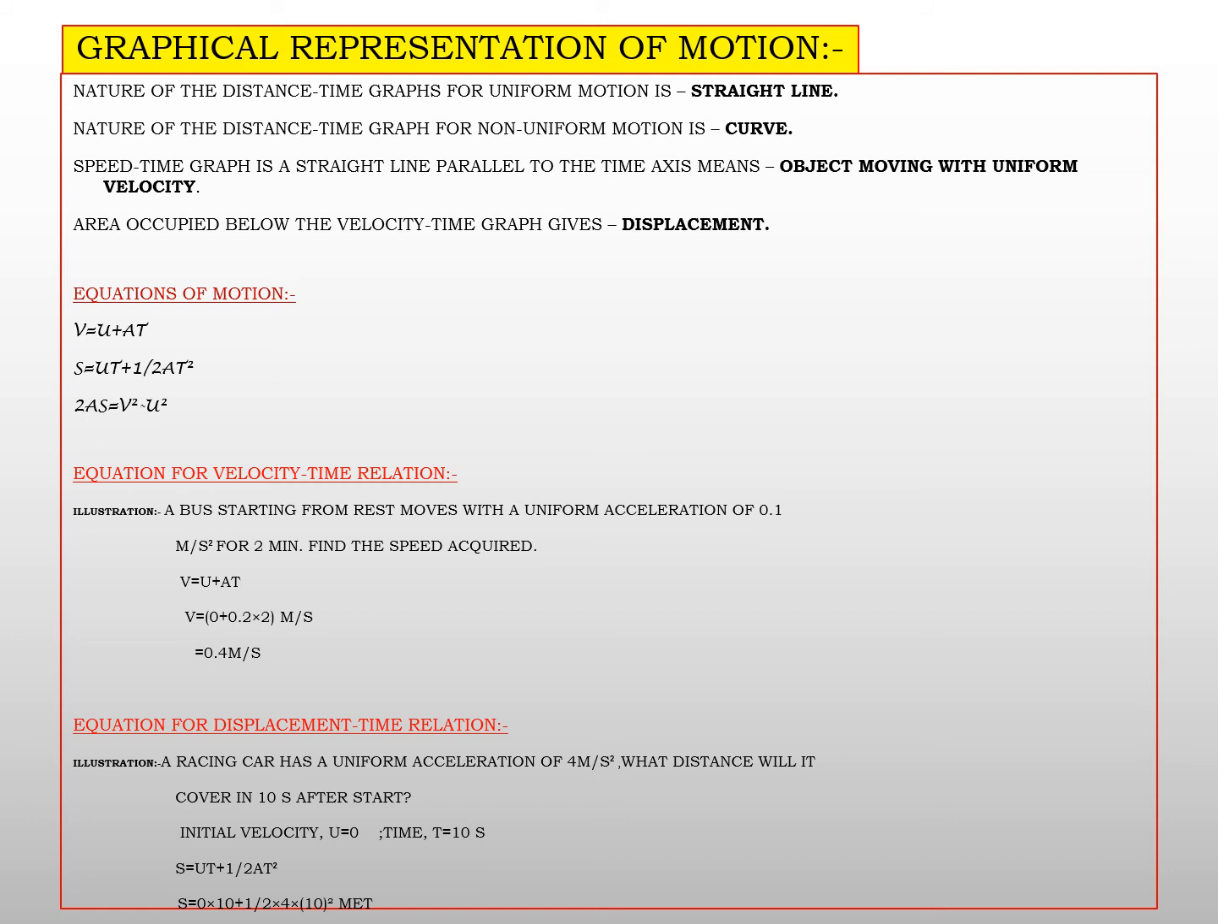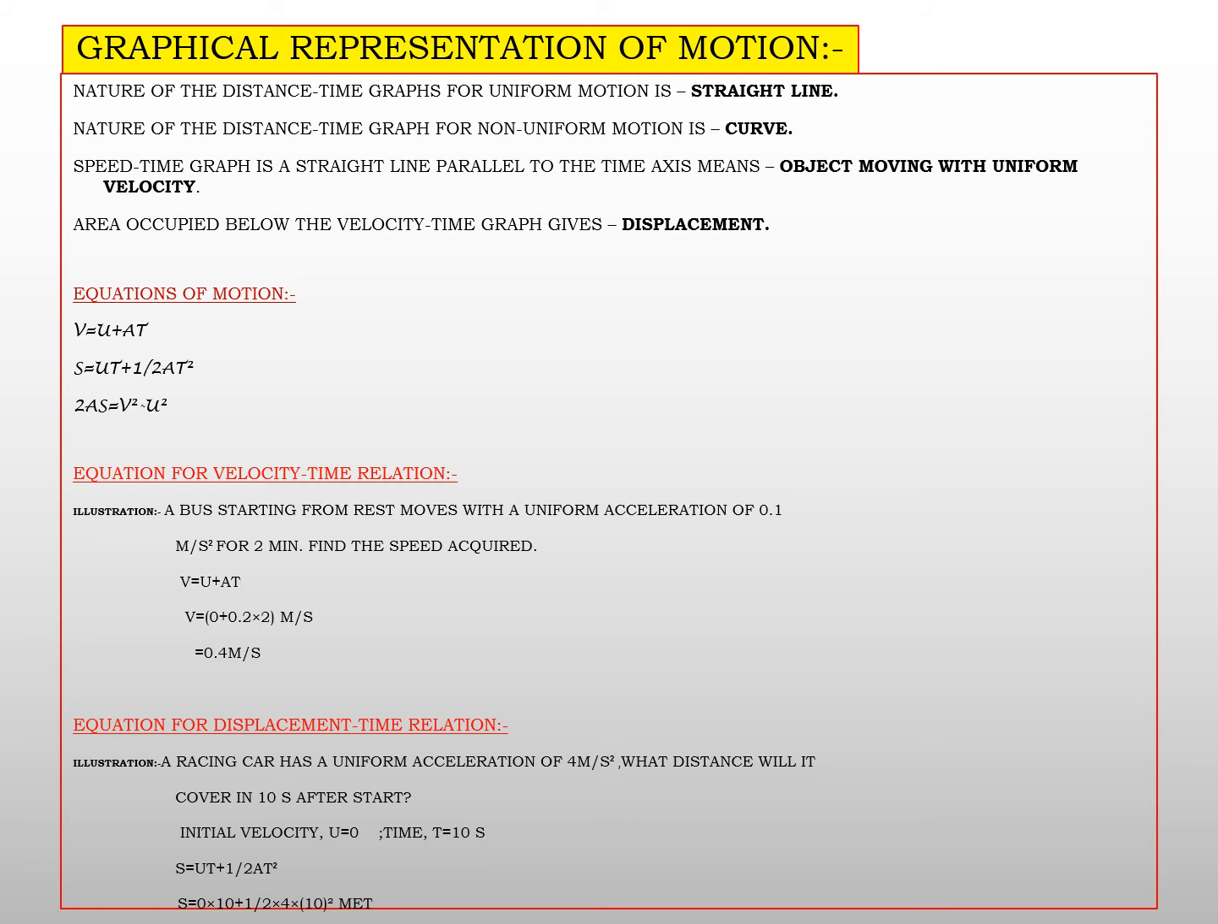Friends, you should remember that when the question is given, you can understand by the question. A bus starting from rest moves with a uniform acceleration of 0.1 meter per second squared for 2 minutes. Find the speed acquired. We have the velocity-time relation: 2 minutes is the time, and we have to find the speed, that is velocity.